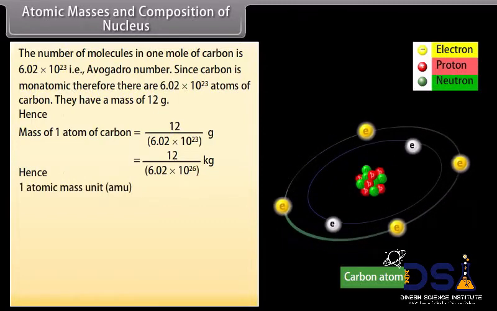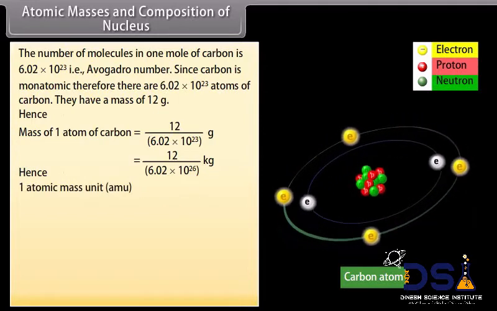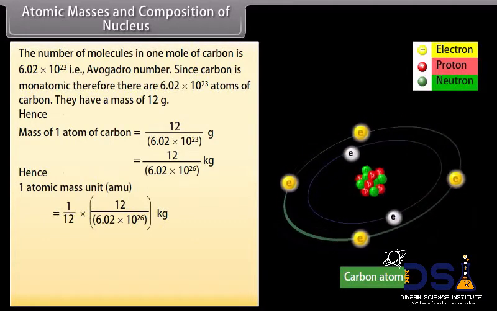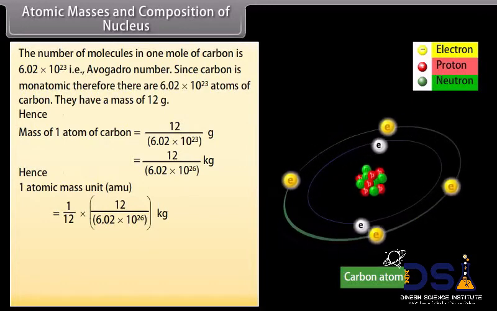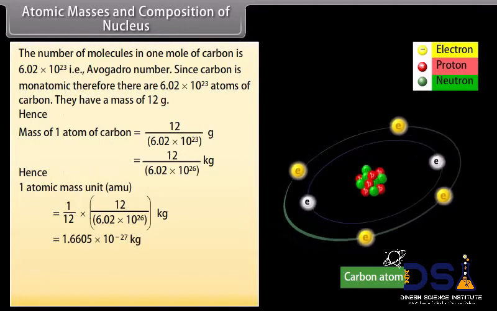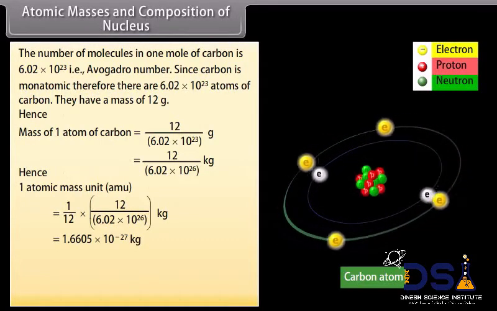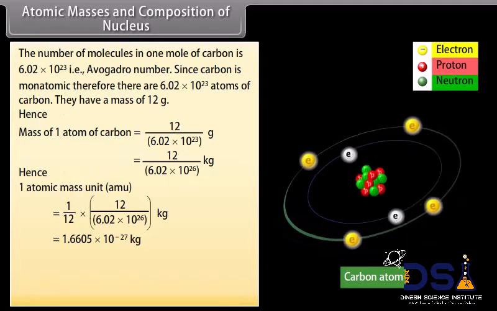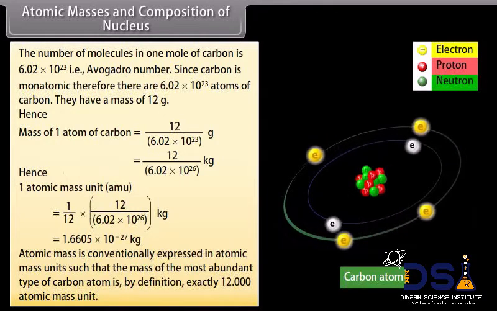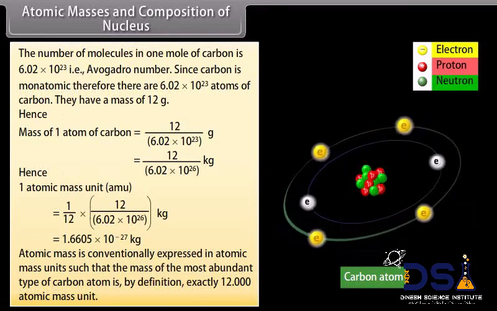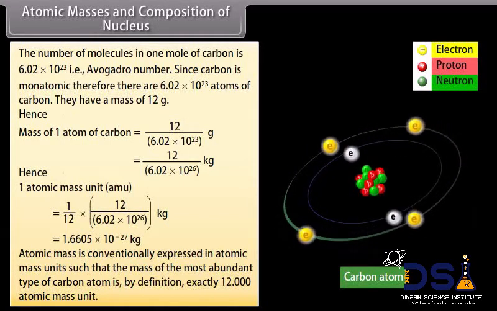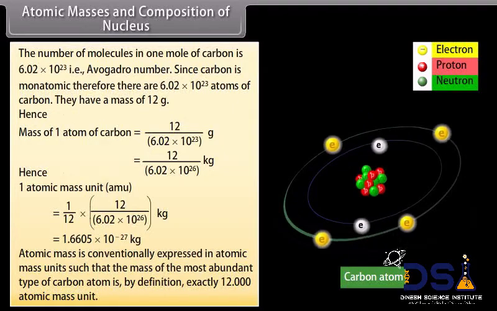Hence, 1 atomic mass unit, AMU, is equal to 1 by 12 into 12 by 6.02 × 10^26 kilogram, which is equal to 1.6605 × 10^-27 kilogram. Atomic mass is conventionally expressed in atomic mass units, such that the mass of the most abundant type of carbon atom is, by definition, exactly 12 atomic mass units.